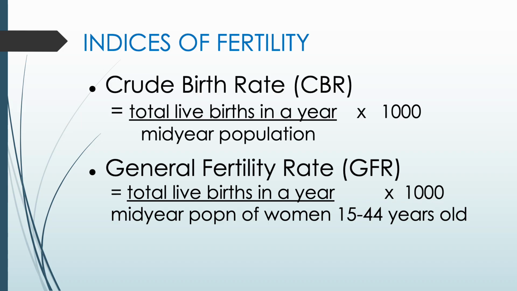General fertility rate is the total live births in a year over the mid-year population of women 15 to 44 years old times 1,000. General fertility rate is the reproductive capacity of the country. Hence, the age inclusion of 15 to 44 years old would mean the reproductive age of women.